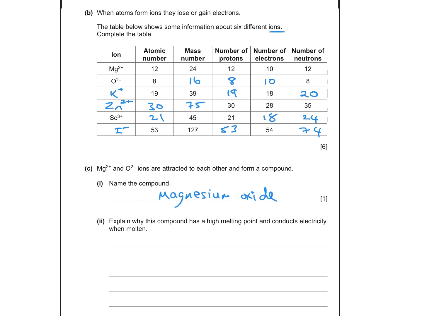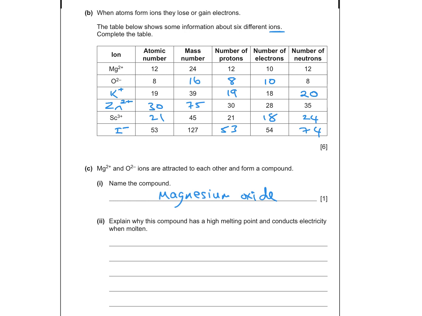Now, why does that have a high melting point and conduct electricity when molten? Again, you should recognize that this is an ionic compound. So the question is basically asking you, why do ionic compounds have high melting points, and why do ionic compounds conduct electricity when molten? So again, in a sense, it's irrelevant that it's magnesium oxide. It could have been any ionic substance. It could have been magnesium chloride, sodium oxide, calcium sulfide, and so on.